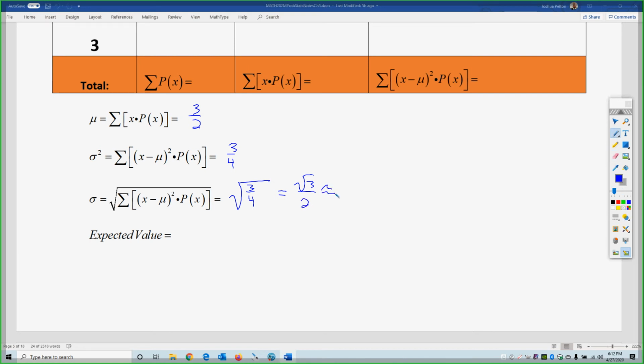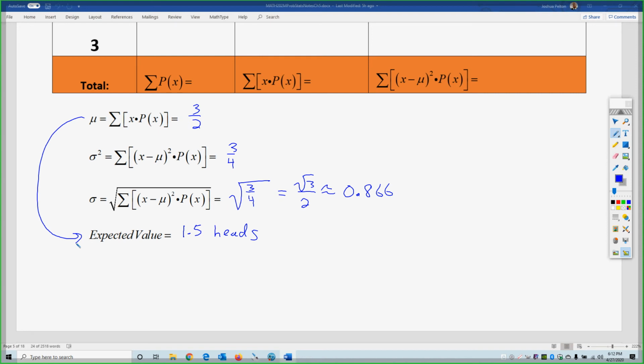So that gives me approximately 0.866. Okay. So the expected value here is 1.5 heads, because by definition, if you look up above, the average, the mean, which is 3/2, which is 1.5. You need to label the answer, basically.